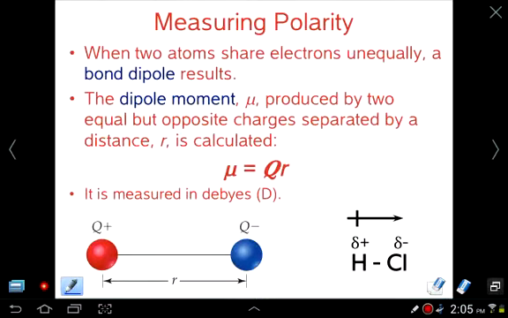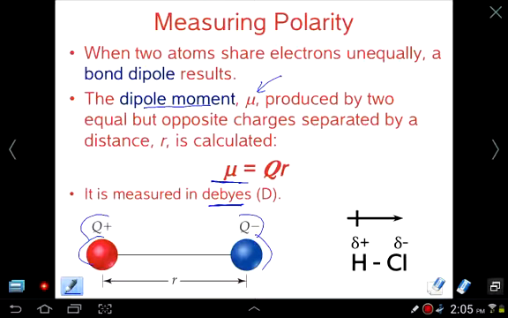So we can now measure polarity by analyzing the bond between two atoms. So we have this atom and we have this atom, and how polar the bond between them is depends on a few things. This measurement is called the dipole moment, given the Greek letter mu, and the units are debye, named after a famous scientist, Mr. Debye. The greater the charge on the two ions and the longer the distance between them, the higher the dipole moment.